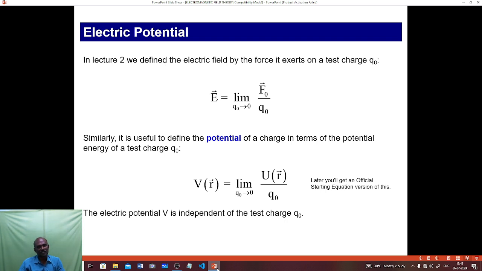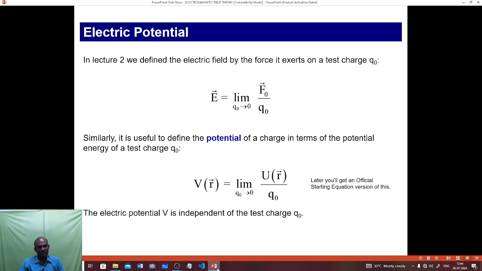From electric field intensity we can find electric potential. The electric field intensity is given by vector E equal to the limit Q₀ tends to 0 of F₀ by Q₀, where E is the electric field intensity, Q₀ is a small point charge value, and F₀ is the force between the two charges.